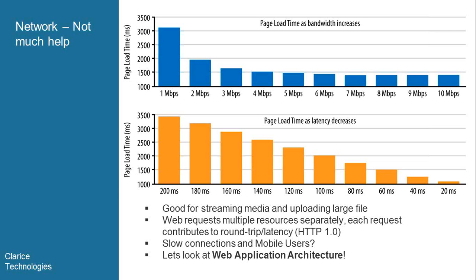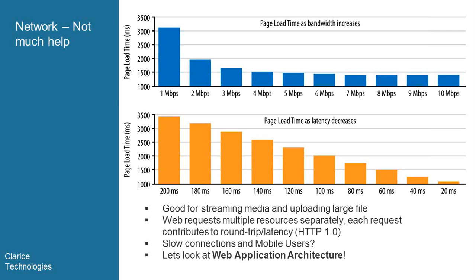We can solve that problem by reducing latency, but there are cases where, because of location, the latency will always be there. The reason is how the web operates: the web requests multiple resources separately, and each request contributes to round trip or latency. This is specifically the case with the HTTP 1.0 standard, which has been used widely across all websites. And increasing bandwidth is not feasible for slow connections or mobile users. We can take it to a particular level, but beyond that, it's not quite feasible.